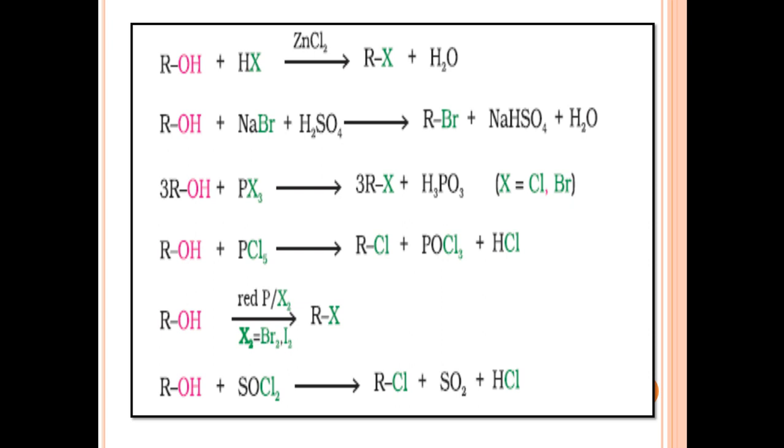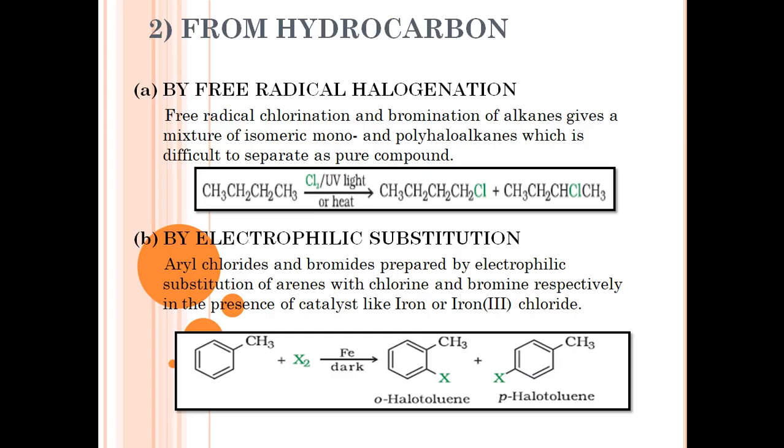Next reaction that is also very important, by which we can get the pure alkyl halide: when alcohol reacts with thionyl chloride SOCl2, it will give RCl plus SO2 plus HCl. Here it is very important that the byproducts formed in this reaction, sulfur dioxide and HCl, are both in gaseous phase. So they easily escape and we get the pure alkyl halide by using this method.